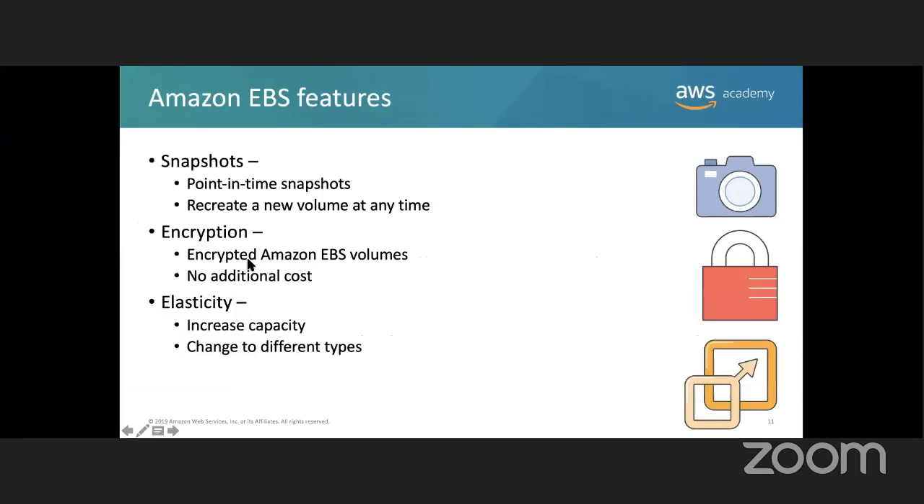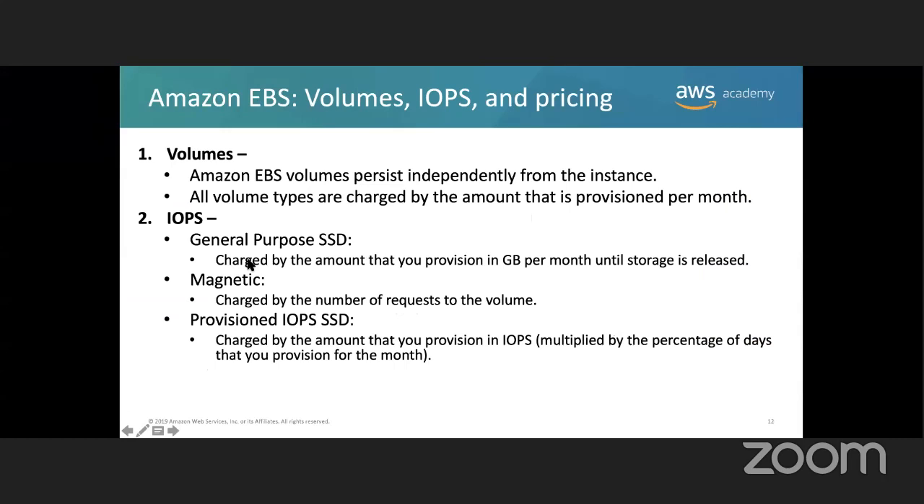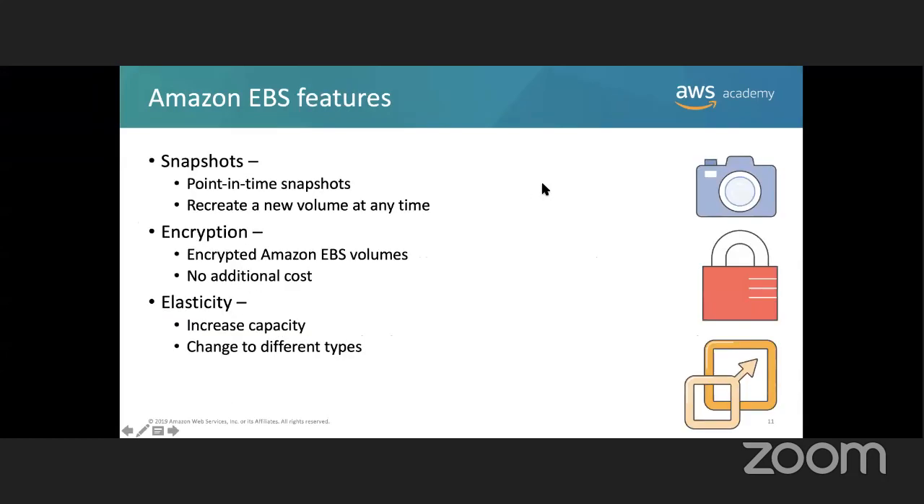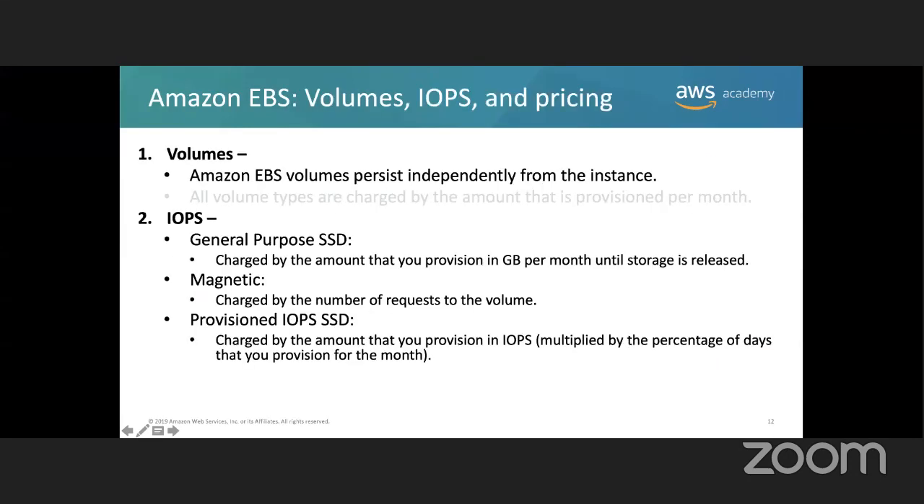What else do we have here? Volumes, right? Amazon EBS volumes persist independently from the instance. Like I said before, you can detach them and they're still good, but they have no use because they're not attached. So they don't do anything, right?